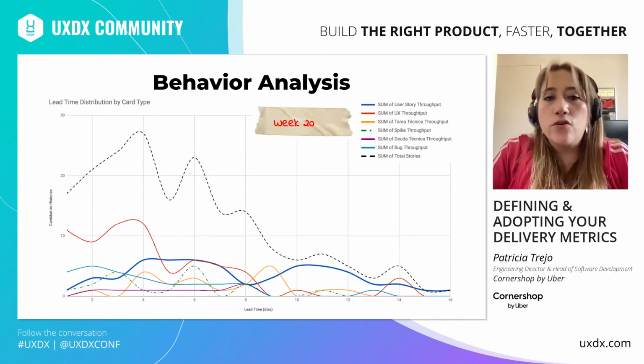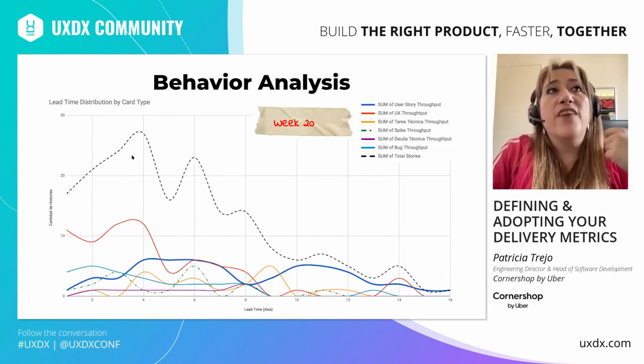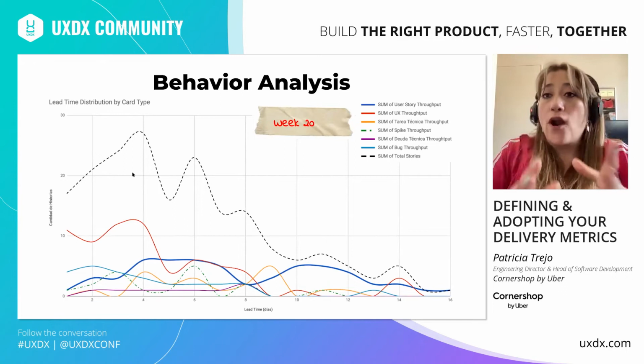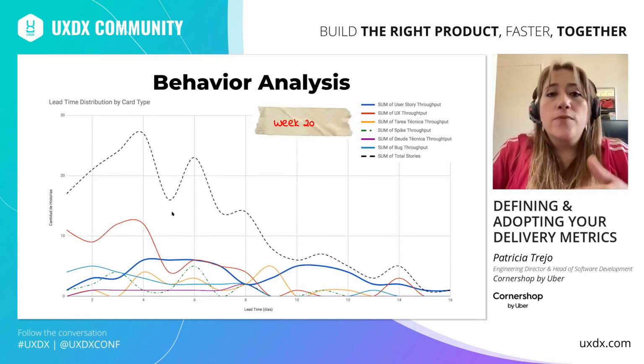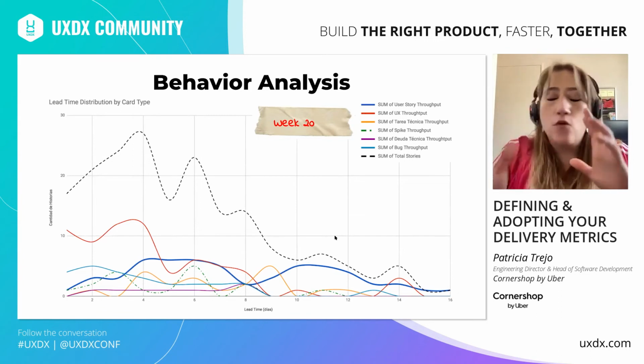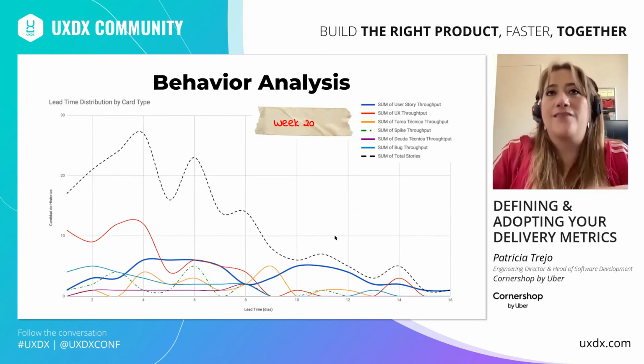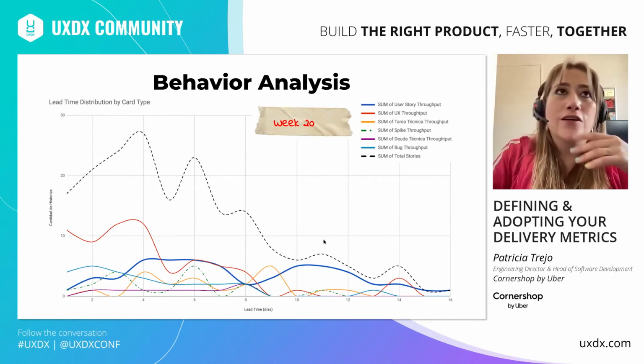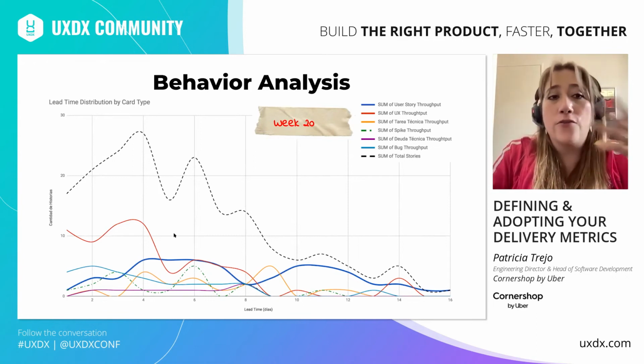We can see that most of the cards used to have little lead times, which is awesome, because that means that we are delivering value fast for our product. Also, it's similar to a beta distribution, but that's more a statistical thing that we can talk about in another presentation, or another moment.